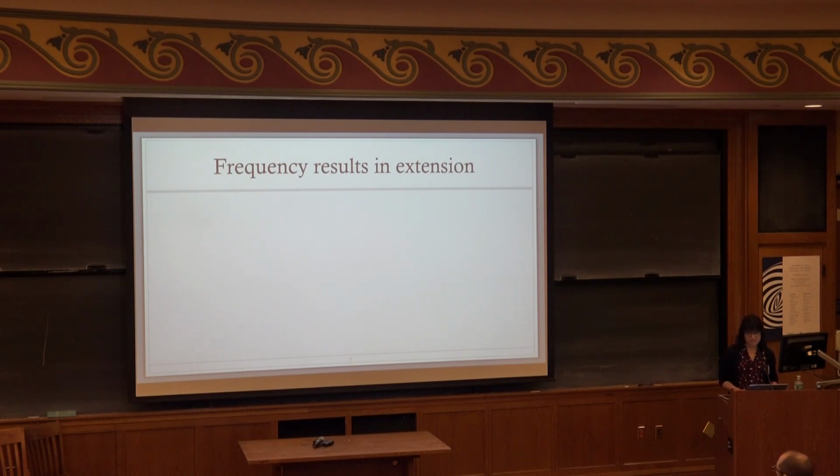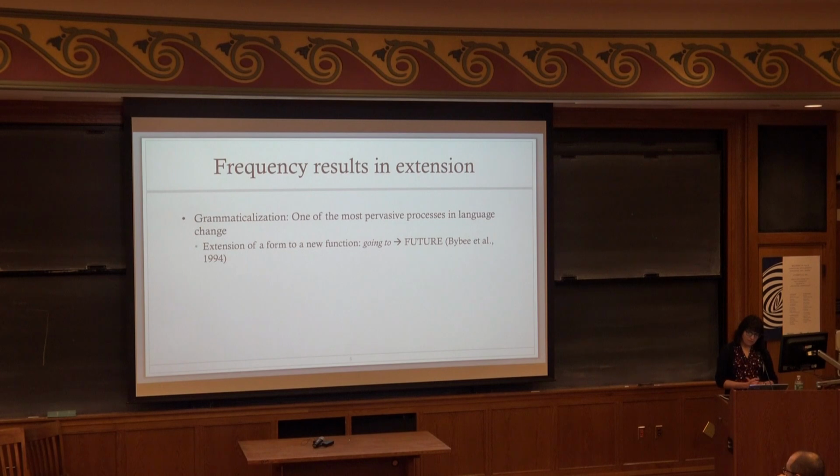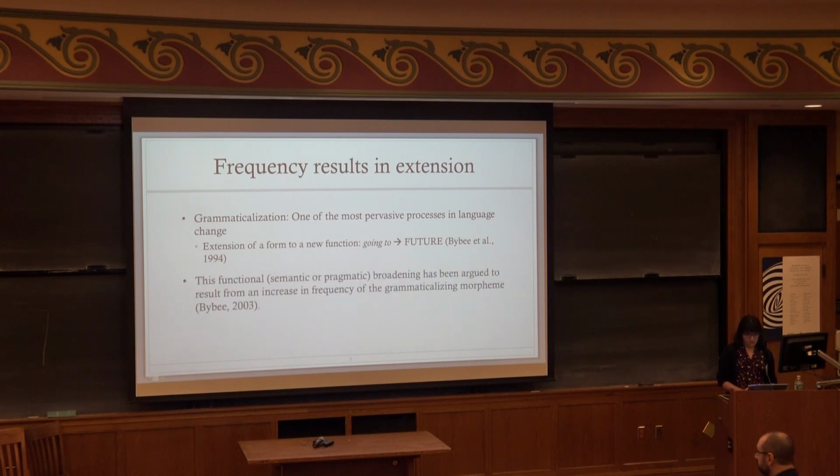Diachronically, this process of extending a frequent form to a new function has been proposed to be an important sub-process in grammaticalization. For example, the form going to has changed to express the meaning of future. This functional broadening has been argued to result from an increase in the frequency of the forms. Let's think about two alternative verbs that could have been extended to express the meaning of future. One is going to, the other is running to. So an explanation here would be that going to is extending because it has a higher frequency.